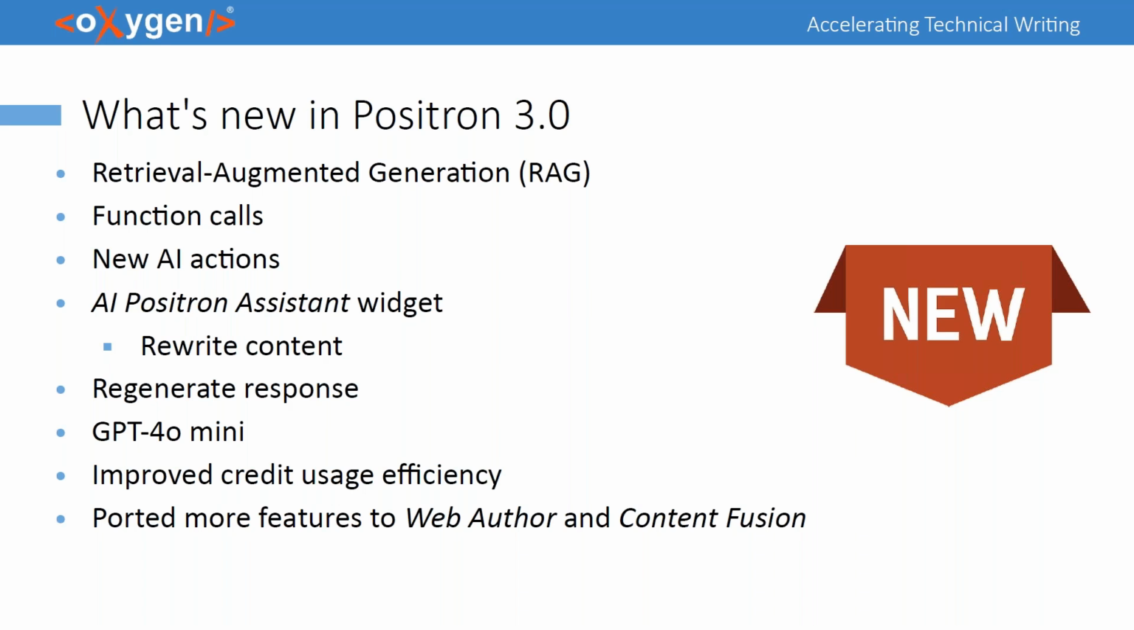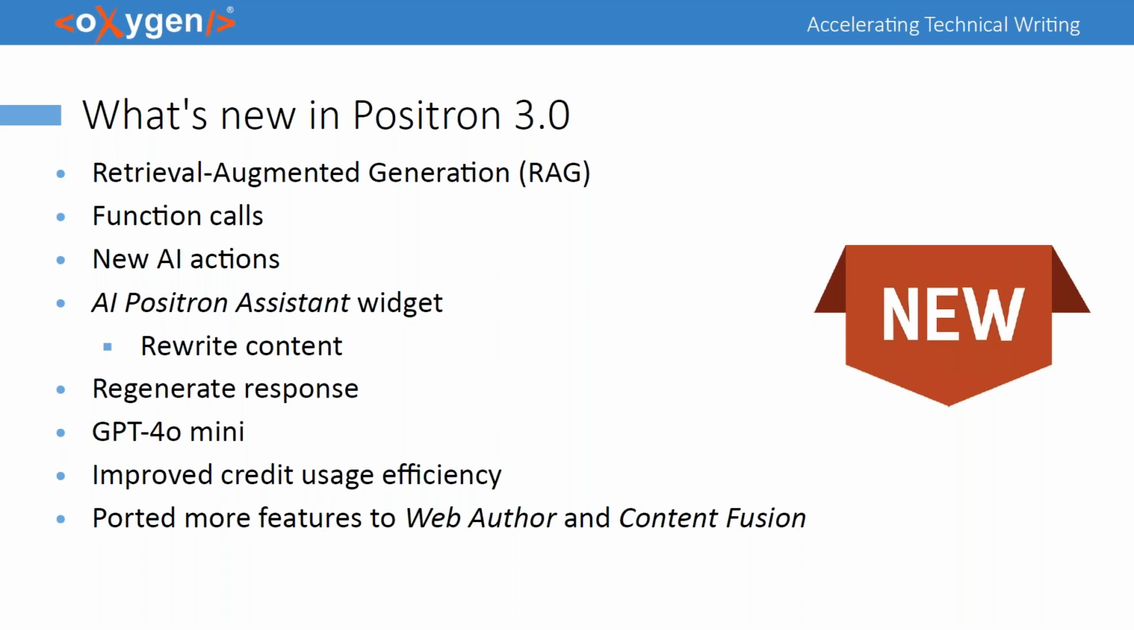in a correct manner. And we achieved retrieval augmented generation by using function calls, and we have several functions that we have created, and we are also working on more functions. We added 4 new AI actions. All of them are available in the new Positron Assistant widget. There's also another more special action in that you have to provide some instructions to it. It's called rewrite content, and it's also available in this widget. We will see all these actions in the demo.